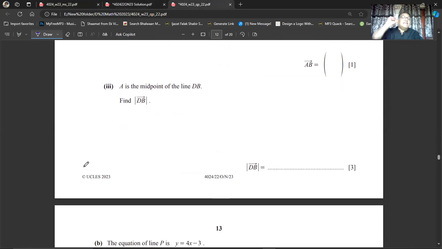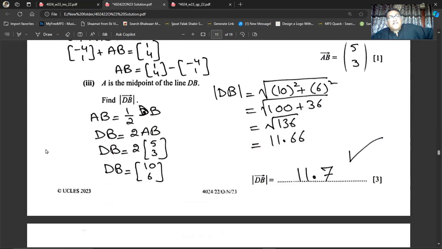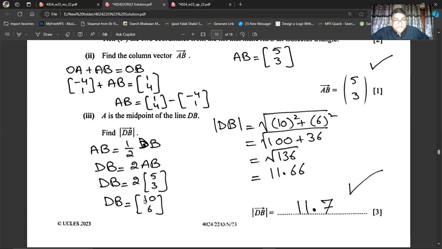Okay, then he says A is the midpoint of the line DB. Find the magnitude of the DB. So if A is the midpoint of the line DB, and we know the column vector of the AB, that means that AB is half of DB. So the DB vector will be 2 times AB. We know the column vector of the AB, that is 5, 3. So the DB will be equal to 10, 6.